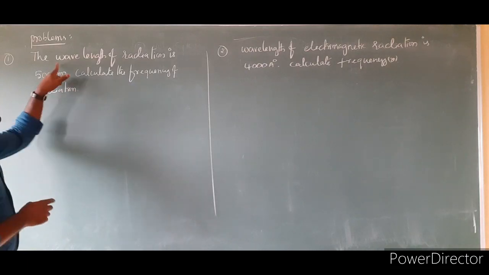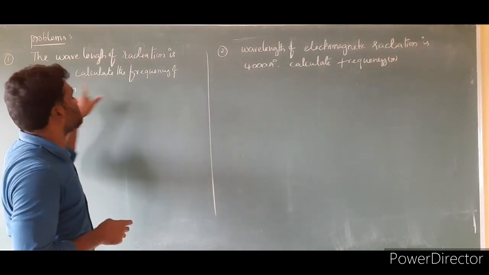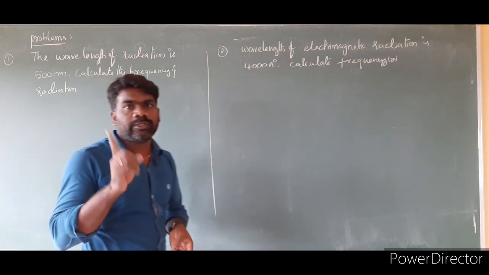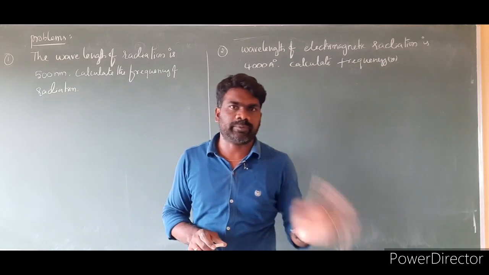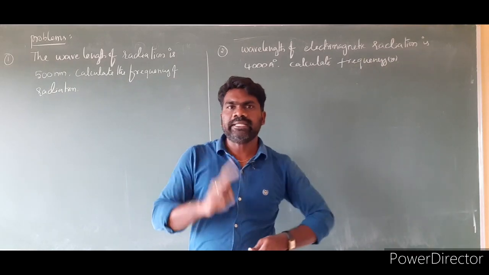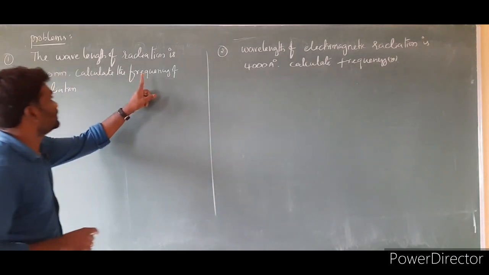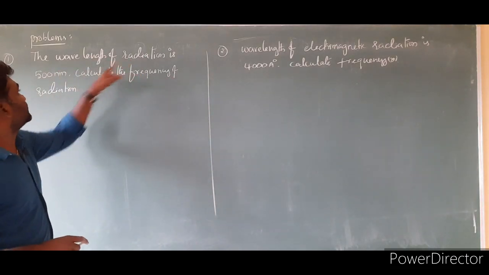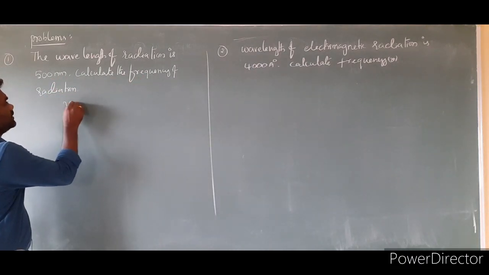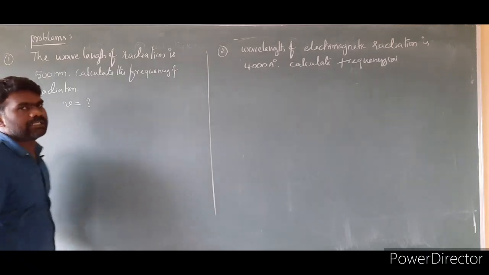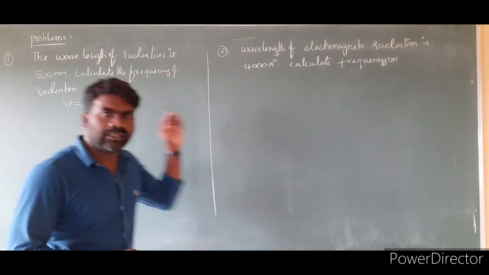First problem. Wavelength of radiation is 500 nanometers. Calculate the frequency of radiation. So while solving the problems of chemistry, first one point you have to keep in your mind that for every problem, what they are asking, we have to put it as a question mark. In this case, calculate the frequency. Put it as a question mark first. Then what data is given to us, write at the bottom.